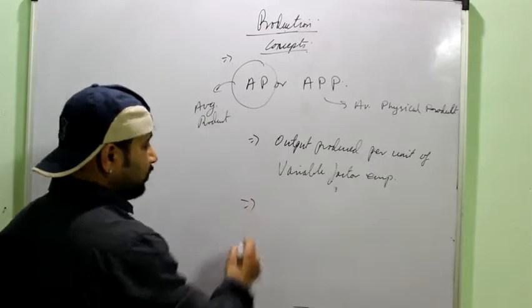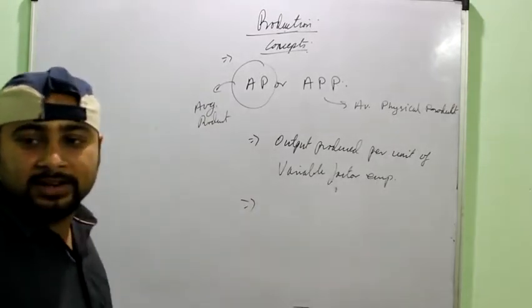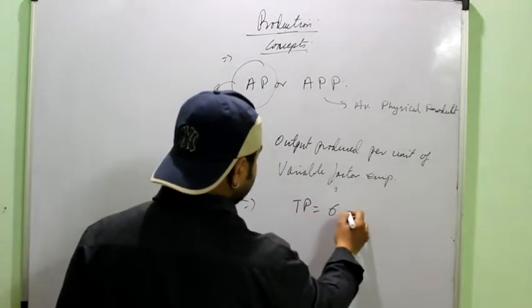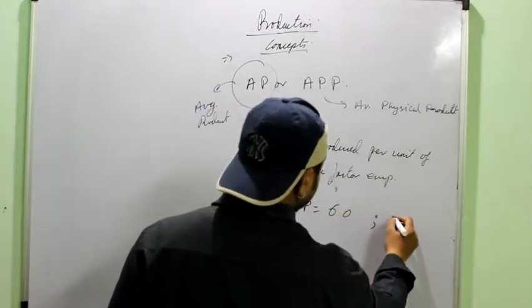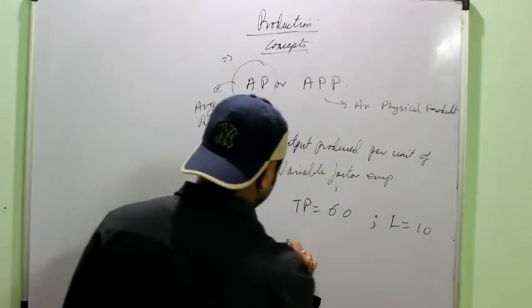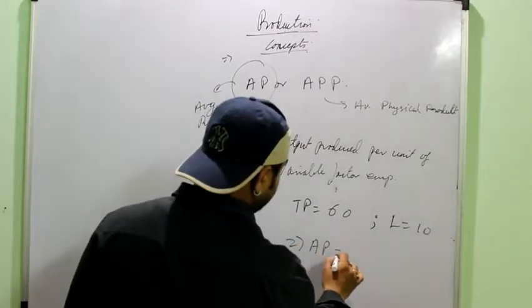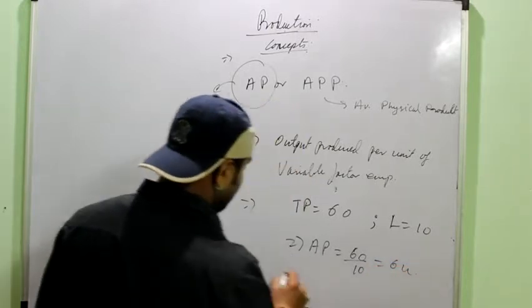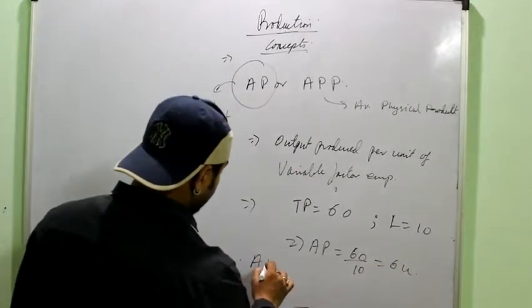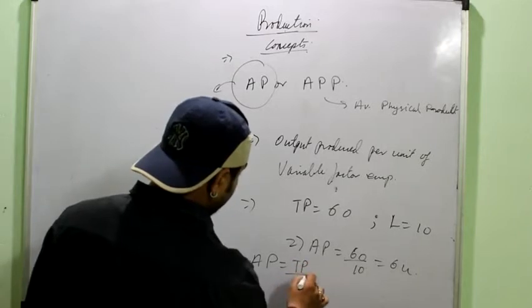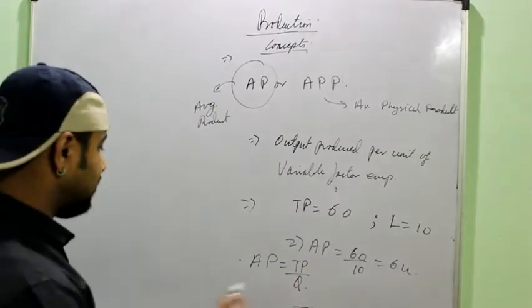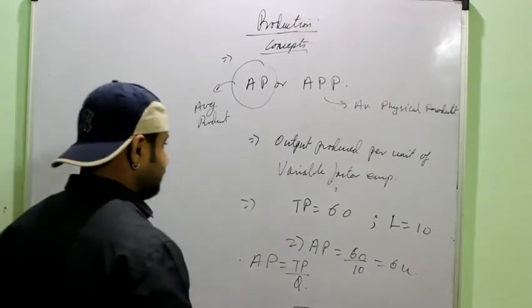Means how much output your one labor is producing on an average. Suppose total product, same we can take, was 60 and the labor employed was 10. So it means on an average one person is producing 60 upon 10, that is 6 units, or you can say AP is equal to TP divided by the units employed, that is TP upon Q.